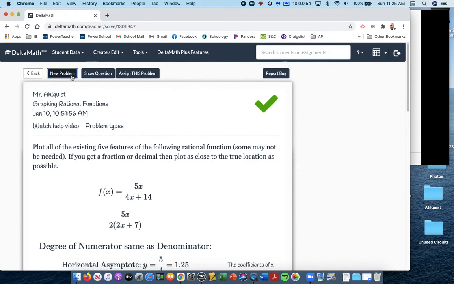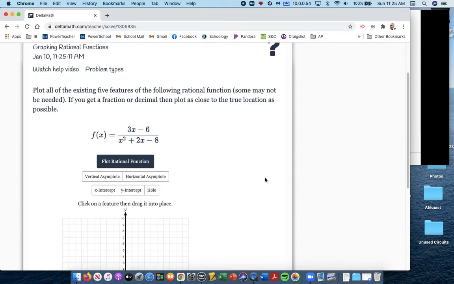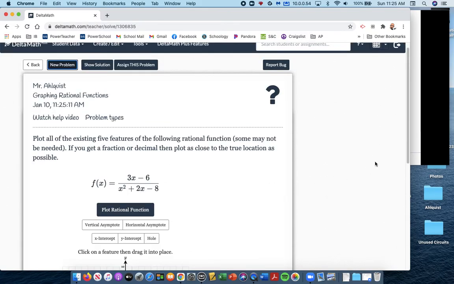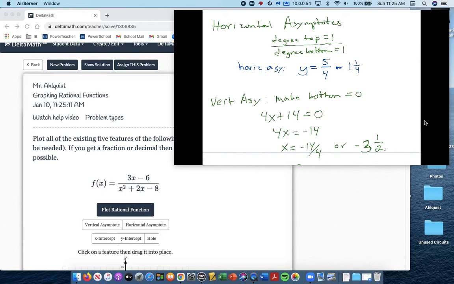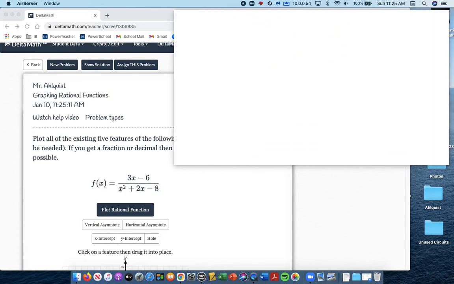So let me get a new problem. Let me get one that I can actually factor, because that'll help me with getting a hole. So give me a second. Here's one. This is the next one that I'm going to do, and I'm going to do all the same things on it. So the first thing that I'm going to do is figure out the X and the Y intercept.